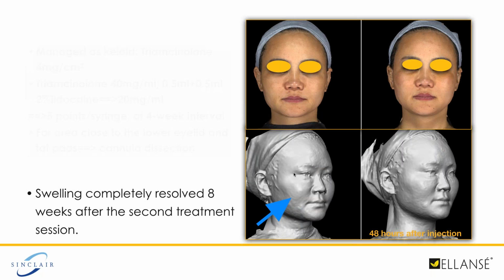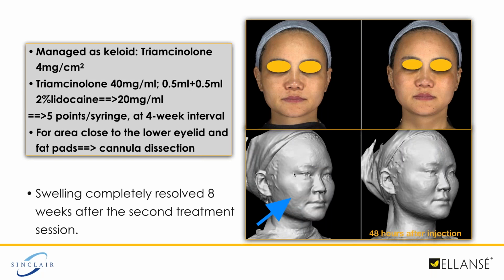Those palpable nodules are managed with intralesional steroids at a dose of 4 mg per lesion by mixing 0.5 cc lidocaine and 0.5 cc of 40 mg per cc triamcinolone. I got 20 milligrams per cc in each syringe, which allowed me to inject 5 points with each syringe.